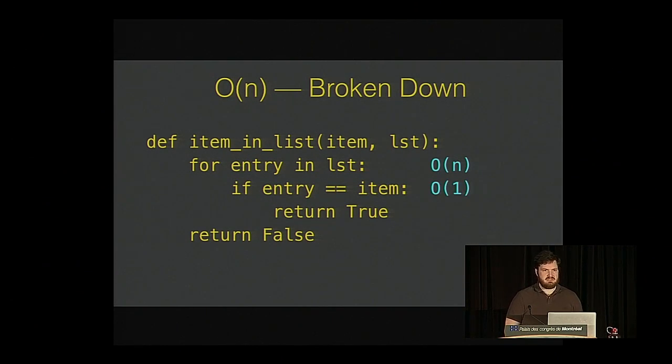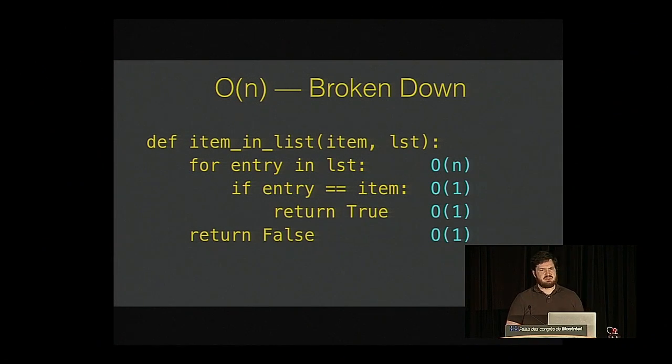Checking whether an entry is equal to the item we're looking for is constant time. You can think of this as comparing two numbers. That's the simplest version. Detecting whether 1 is equal to 2 should be the same speed as checking whether 1 is equal to 2,000. So it's not dependent on the size of the thing you're giving it.